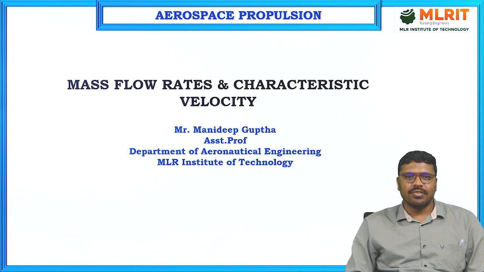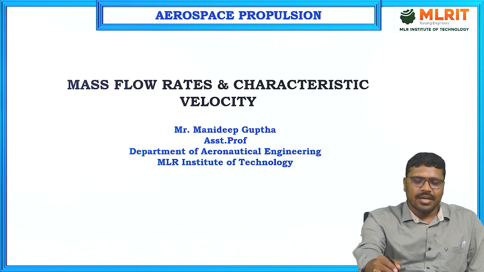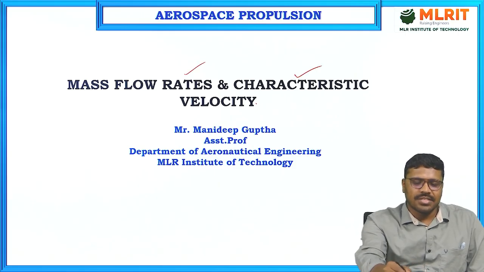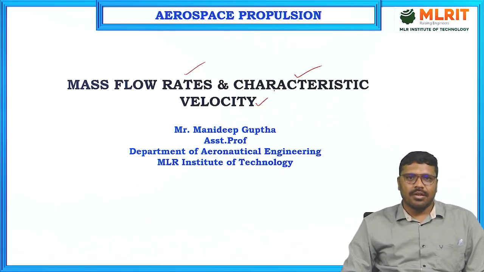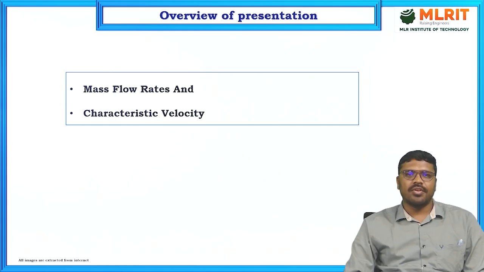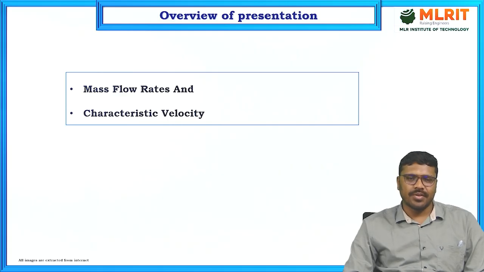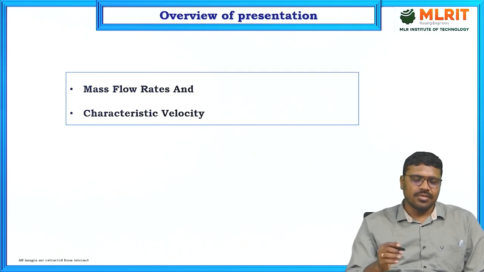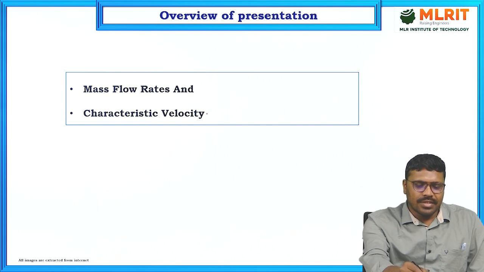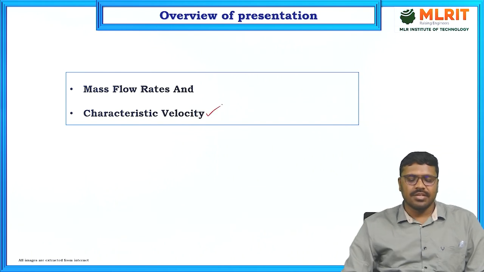Today, the topic which we are going to discuss is the mass flow rate and characteristic velocity of the gases which are leaving the nozzle. Coming to the overview of today's presentation, we are going to generate an equation for the mass flow rate in terms of chamber parameters, that is pressure in the chamber and temperature in the chamber, and also with respect to the nozzle parameters. And also we'll generate an equation for the characteristic velocity.